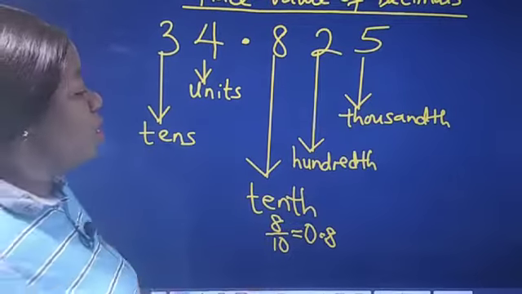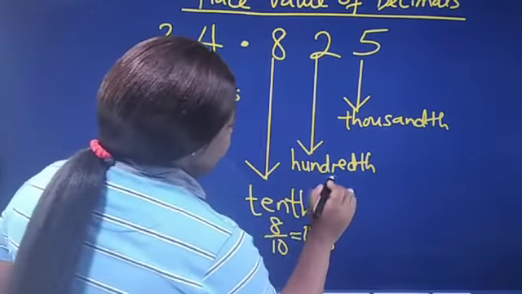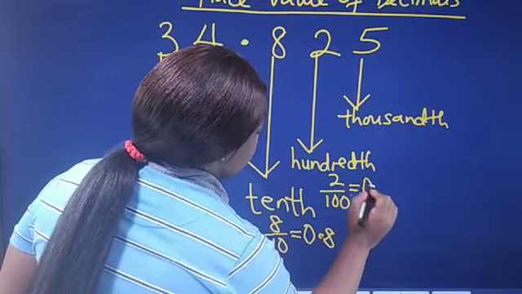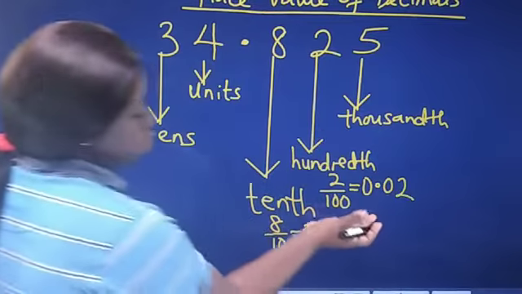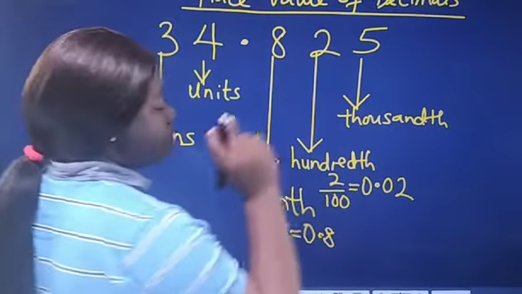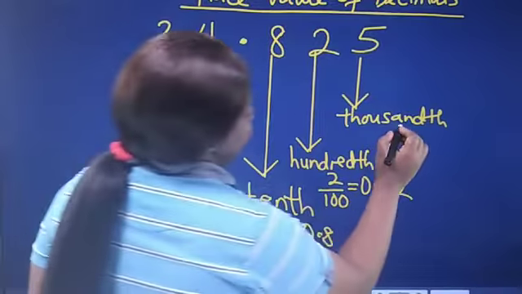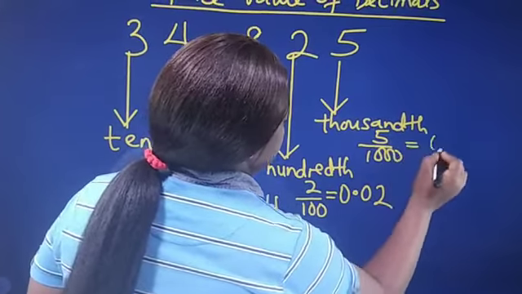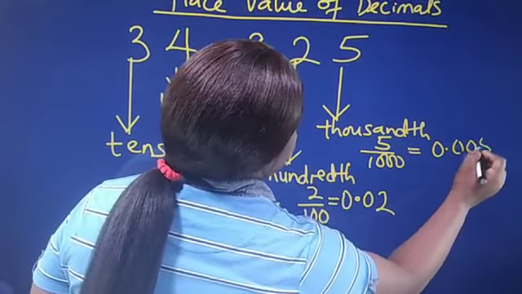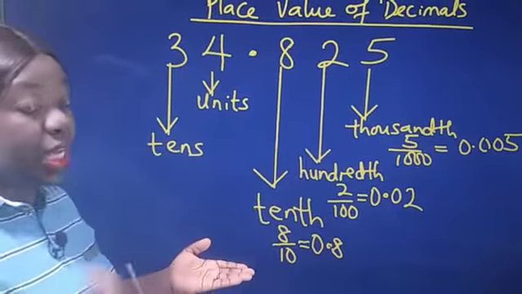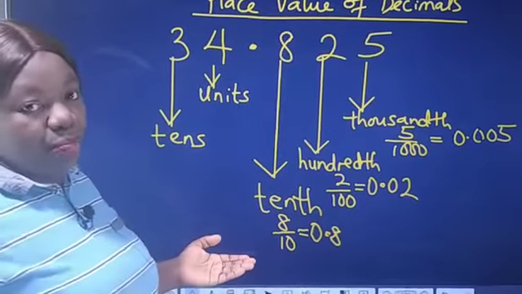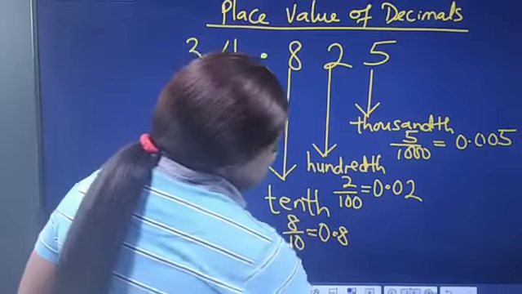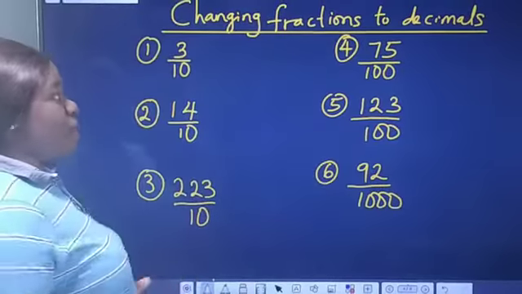The next one, 2 hundredths. That will be 2 over 100 or 0.02. The next one is 5 thousandths. That is 5 over 1,000 or 0.005. Make sure you take note of this and jot them down because you will be having classwork. Now let's move to the next concept in decimals.